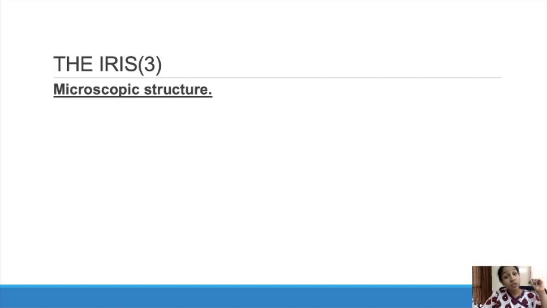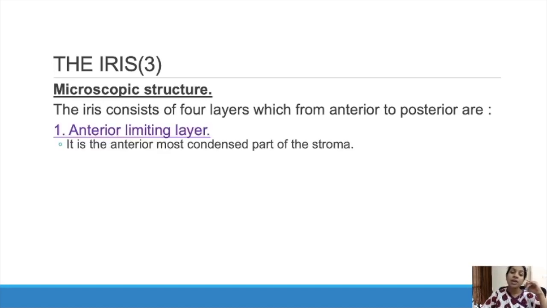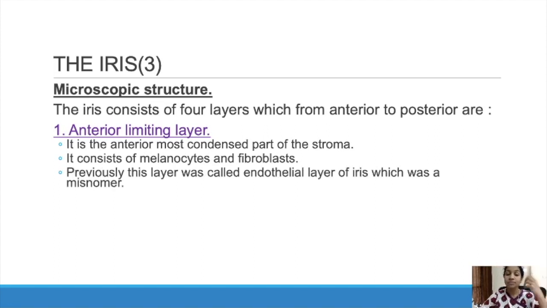Next comes the microscopic structure of iris. Iris consists of four layers from anterior to posterior. First one is the anterior limiting layer. It is the anterior most condensed part of stroma. After the anterior limiting layer comes the stroma. This consists of melanocytes and fibroblasts. You know, right? Melanocytes will give the color.